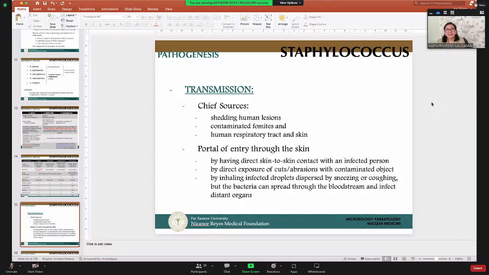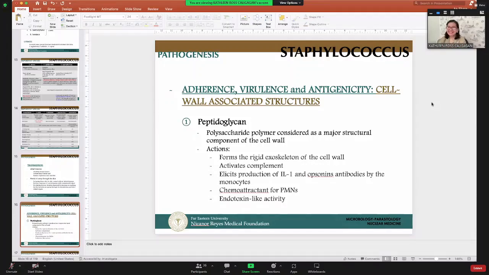This is the boring part. The pathogenesis, the different adherence, virulence, and antigenic factors. So let's just have a review, look at some of them. Let's start with the cell wall associated structures.